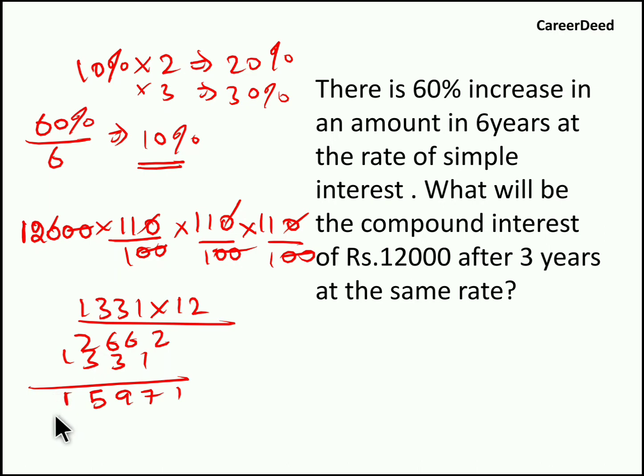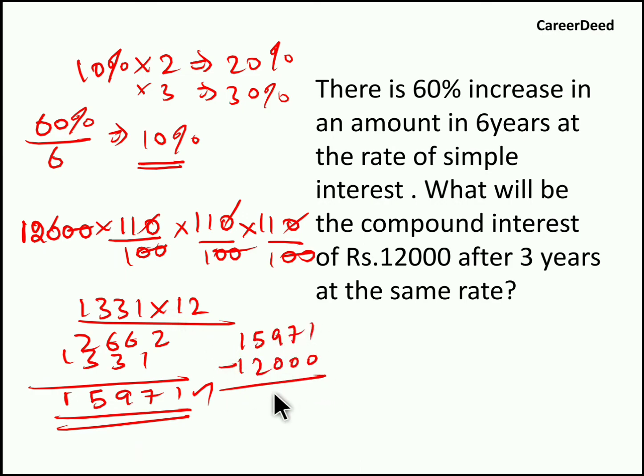Okay, now you got the total amount, right? So when you do this process, you will get the total amount. So here you are using P into 1 plus R by 100 to the whole power N. We know that P into 1 plus R by 100 to the whole power N is the total amount formula. Now you got the total amount, which is 15,971. To find the interest, you have to subtract the principal. So when you subtract the principal, you will get 3,971. So 3,971 is nothing but the total compound interest for 12,000 after 3 years at 10% rate of interest. Hope you understood the concept, right?